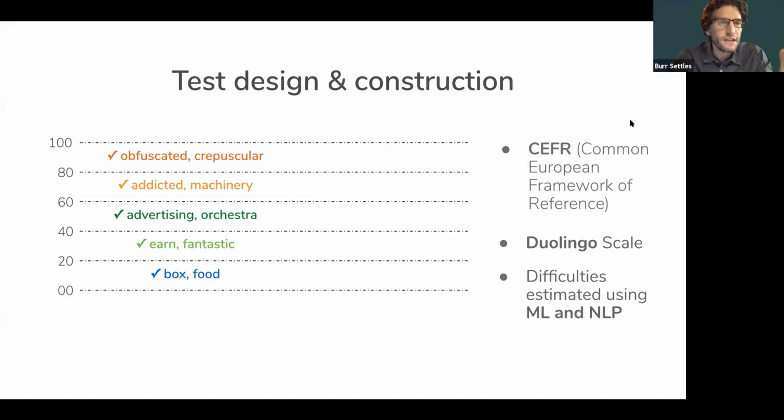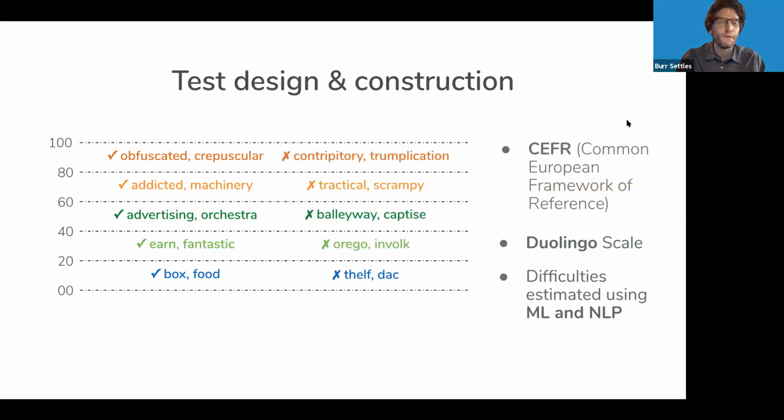And interestingly, we use a neural network to generate a bunch of pseudo words. We can apply the same machine learning model to words that don't actually exist. So thelf and dak don't exist, but if they did, they would probably be A1 level words. They're short and Anglo-Saxon looking. And as you move up, contributory, trumplication arguably is a real word now, but those are longer, more Greco-Latin, and would be less frequent words.